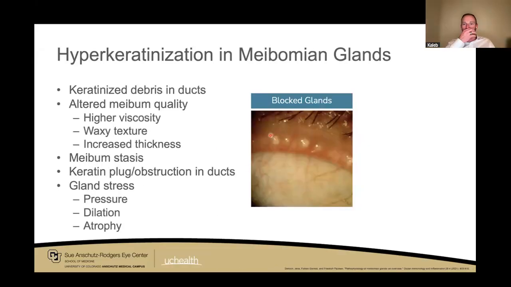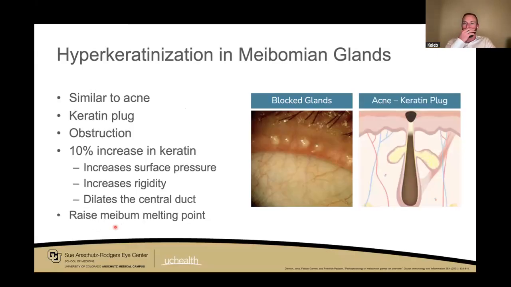But the exact same thing is happening in the eyelids as well to our meibomian glands. You start to get altered meibum quality, higher viscosity. It's got this waxy texture, increased thickness. It causes stasis. It plugs up the glands, and it looks like blocked glands, like you see in that picture there. And this can lead to gland stress and eventual atrophy of those glands. It's the exact same process that's happening here.